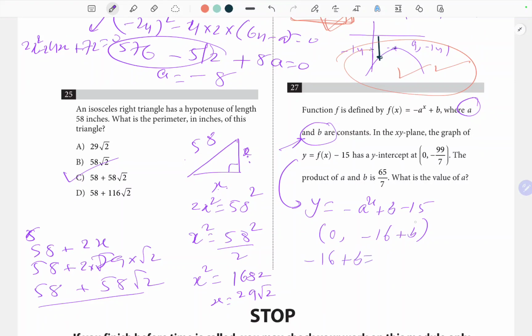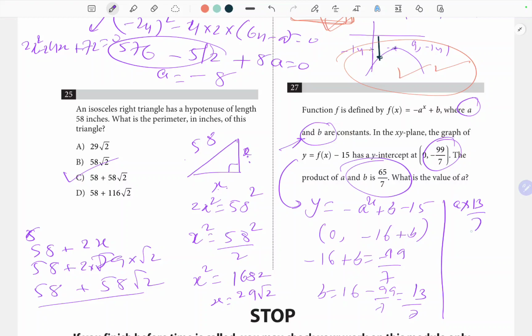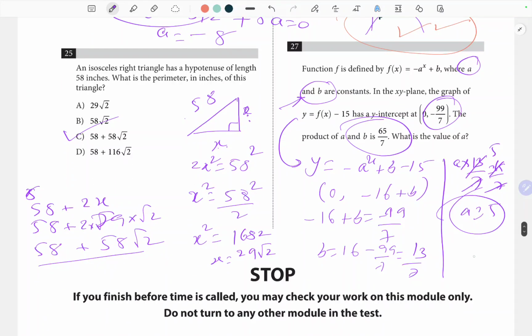So minus 16 plus b, and this coordinate is given to us, minus 99 over 7. So b is 16 minus 99 over 7, which is 13 over 7. So I got b. Now the product of a and b: a times b is 65 over 7, 7 cancel, so a should be 5. So for this, the answer should be 5.